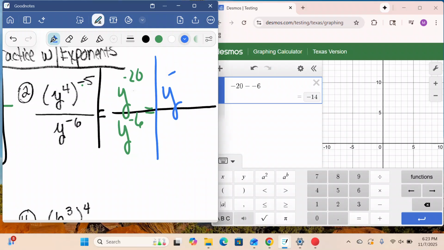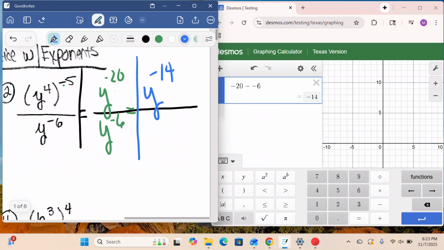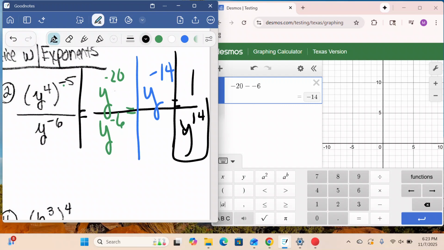And then, of course, I have y raised to the negative 14. But once again, I am not done. I have one more step. So I'm going to put an equal sign. I'm going to do my line. And if I look at the top of the division sign, how do I get rid of the negative? I'm going to throw it to the bottom, and I'm going to put y is equal to positive 14. And of course, on the top, it's an imaginary 1. So that is our answer, 1 divided by y to the 14th.